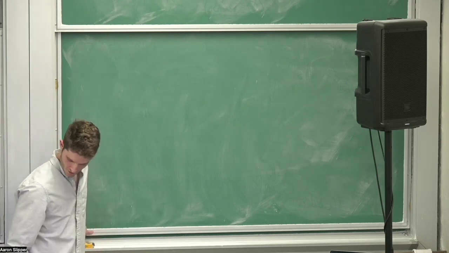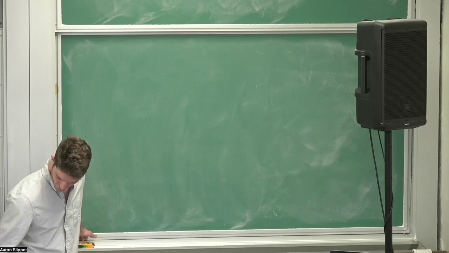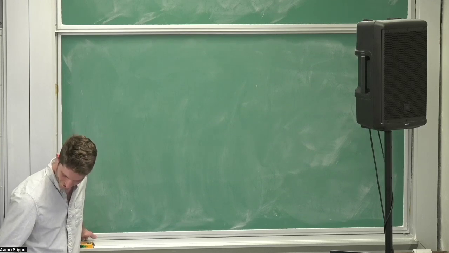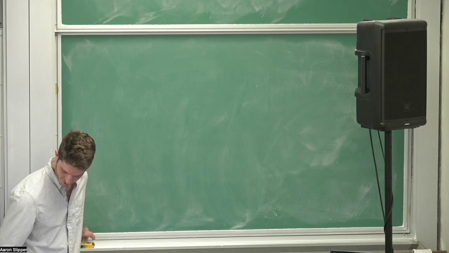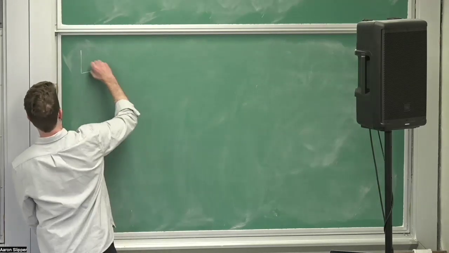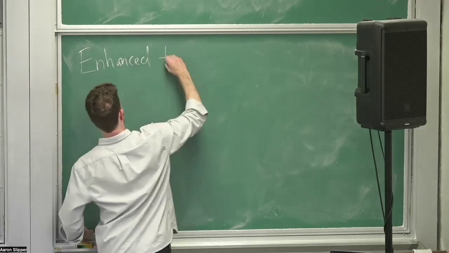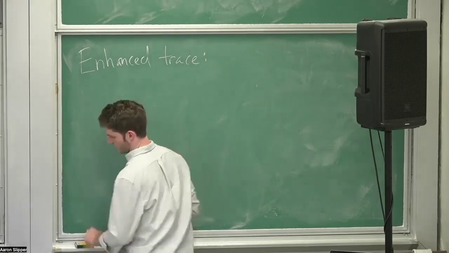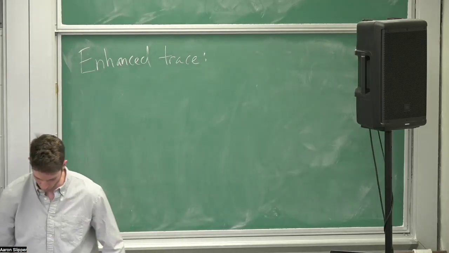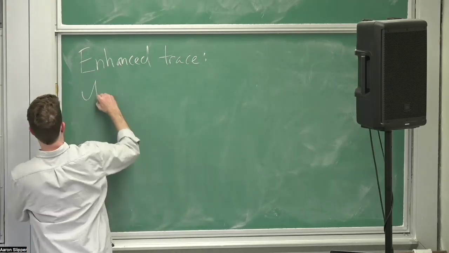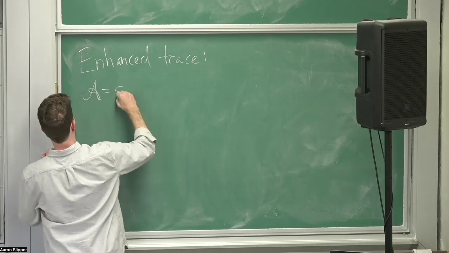Okay, so now I need a little bit of abstract nonsense. Again, I will try to move through it quickly, but what I say will be unintelligible if I don't explain this really quickly. So there's something called the enhanced trace. This is the other big piece of this formalism. So let's say A is a symmetric monoidal DG category.